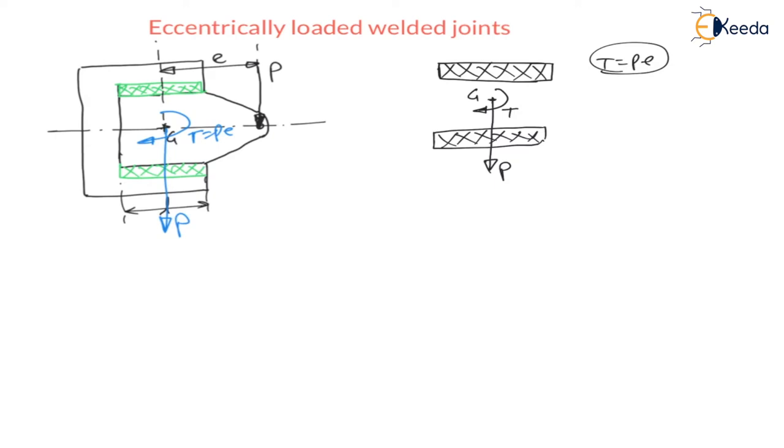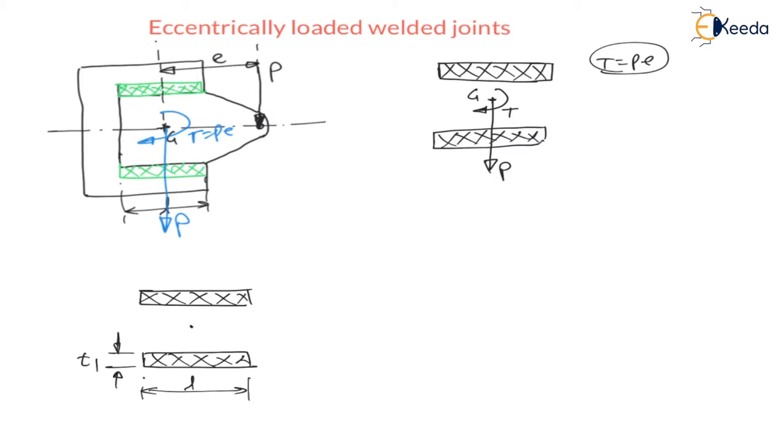Therefore, let us divide them separately. Now, if I consider only primary shear load P, let us say this is a top welding, this is a bottom welding. Let us say the thickness of welding is T1 and the length of welding is given as L. Now there is a direct shear load which is of magnitude P. To resist this direct shear load, there will be an equal and opposite resistance in the welding of magnitude P. Therefore, there will be a direct shear stress because of this direct loading.